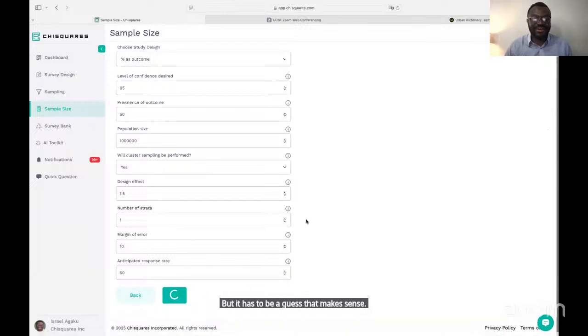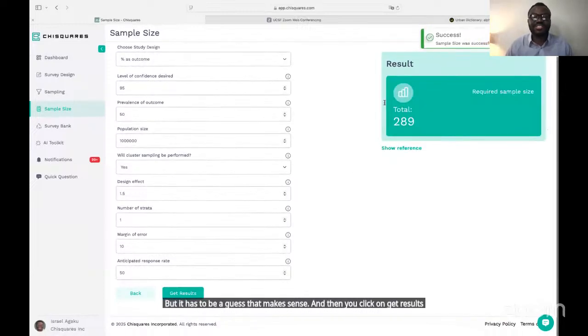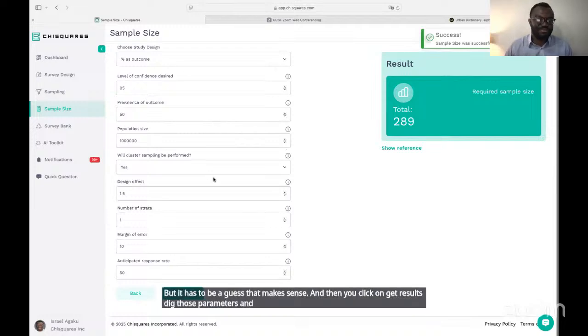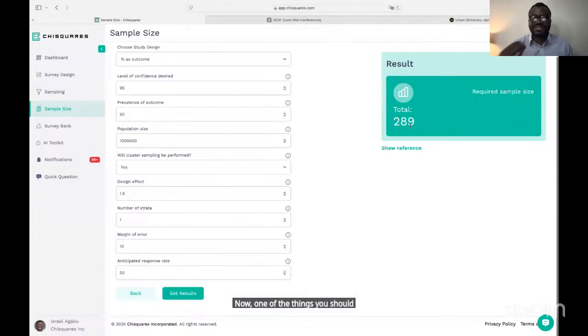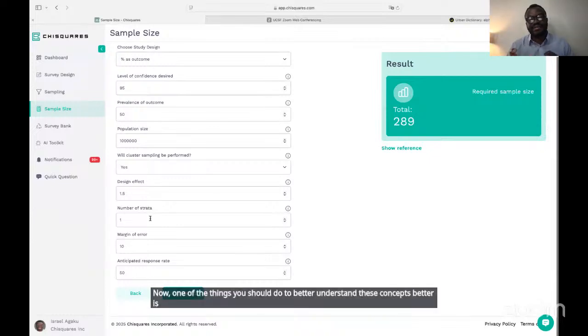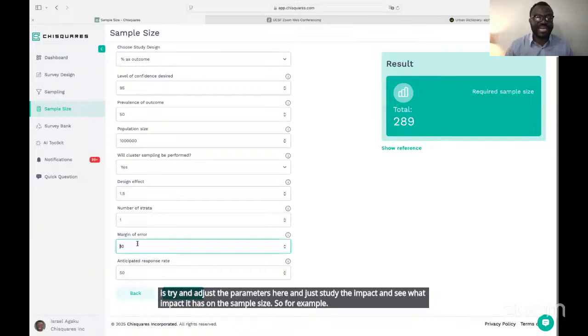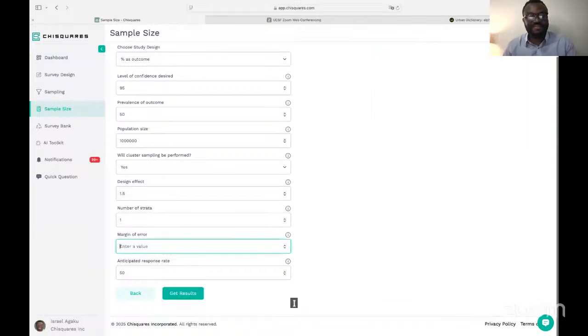And then you click on get results. It takes those parameters, and based on what you've put in there, it tells you that, oh, this is the sample size you need. Now, one of the things you should do to understand these concepts better is try and adjust the parameters here, and just study the impact and see what impact it has on the sample size. So for example, if I say, okay, I don't want a margin of error of 10, I want to reduce it to let's say 5. What impact do I expect?